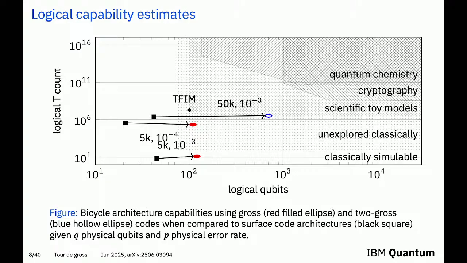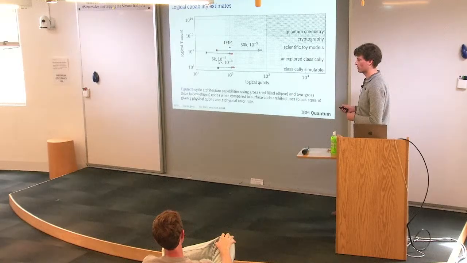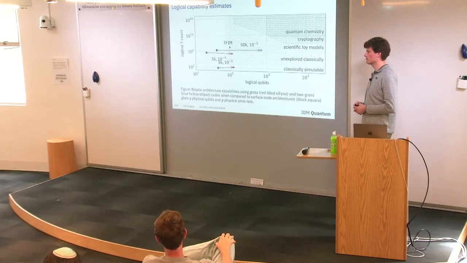Sorry, question? These black squares, they represent surface codes on superconductors? So these surface code architectures, they're hypothetical. It's a very simple theoretical model of a surface code architecture with these parameters. So we have 5,000 physical qubits and 10 to the minus 3 physical noise rate. So it's something like the game of surface codes where everything is in 2D. Yeah, something like that. Okay, thank you.